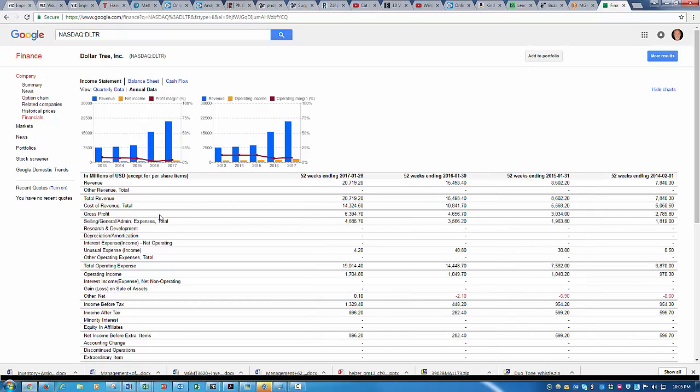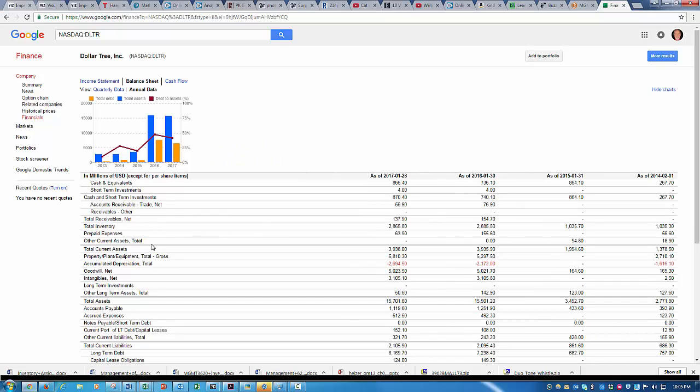I read off their cost of revenue, which is here, $14,324.50 millions of US dollars. And then I go to the balance sheet to look for their inventory, which is my denominator, 2,865.80. And I divide my numerator by the denominator, and I'm there at inventory turns. Hope this helps.